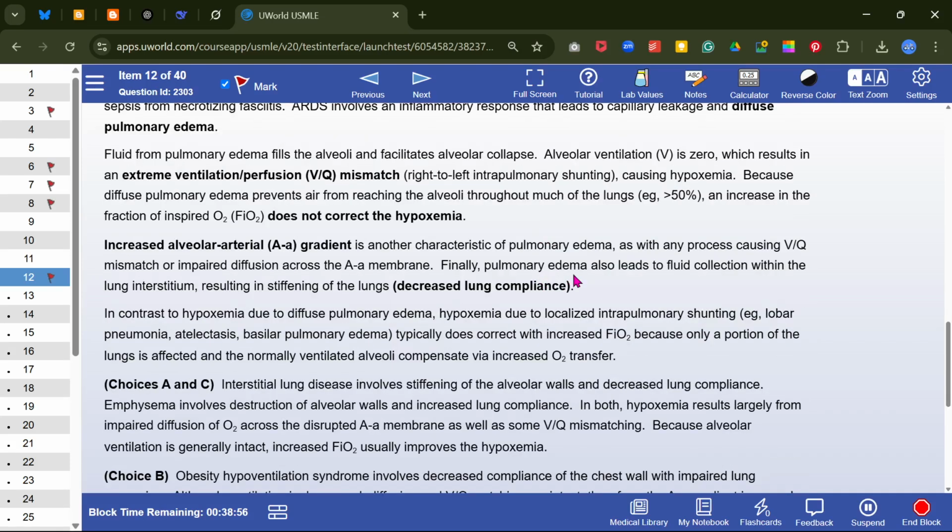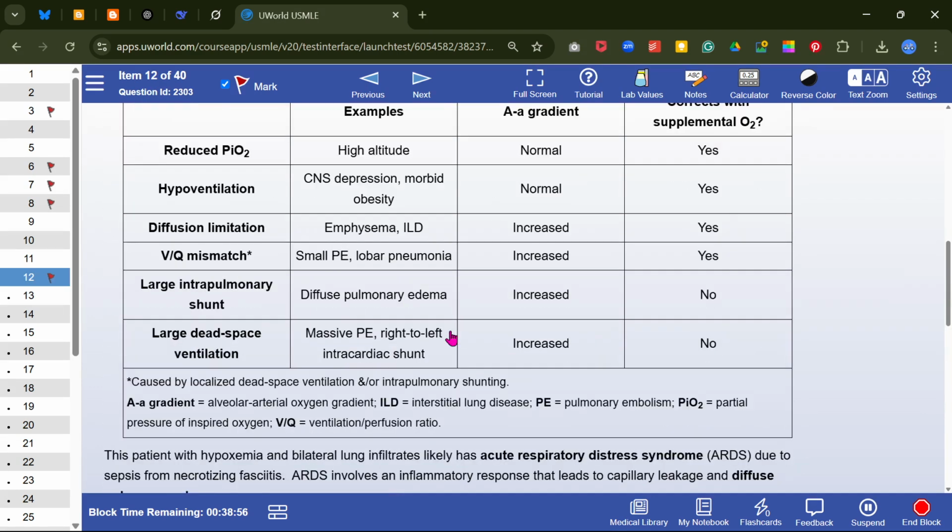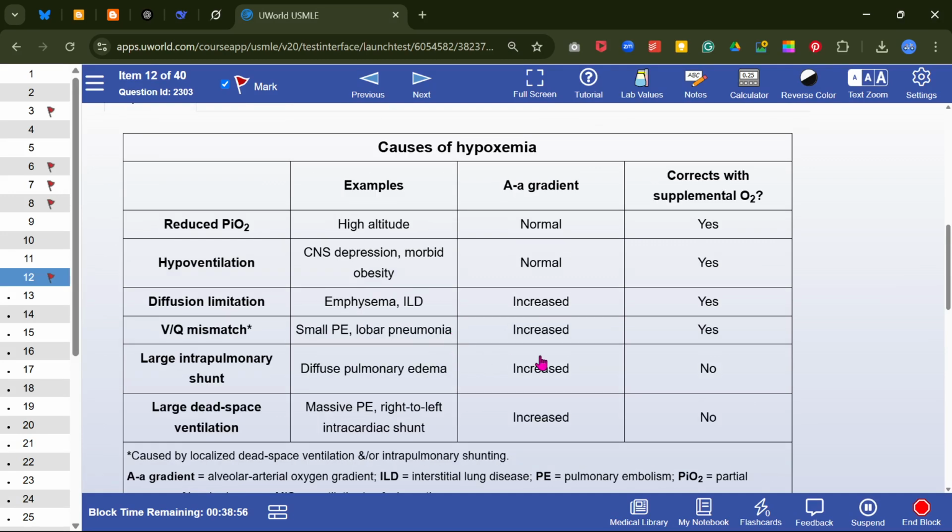In contrast to hypoxemia due to diffuse pulmonary edema, hypoxemia due to localized intrapulmonary shunting, lobar pneumonia, atelectasis, basilar pulmonary edema typically does correct with increased FiO2 because only a portion of the lungs is affected and the normally ventilated alveoli compensate via increased oxygen transfer. Okay, yes, ARDS does not resolve with oxygen.